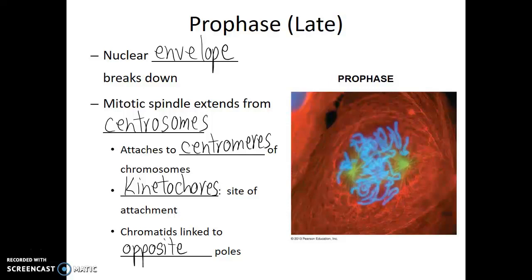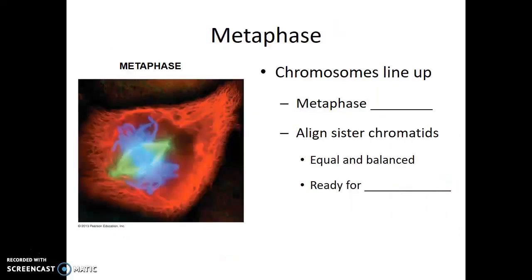Once all the chromosomes have been attached to microtubules, the microtubules will end up organizing and pulling all those chromosomes to the middle of the cell. This step is known as metaphase. There's a line down the middle of the cell where these chromosomes are lining up, and that is known as the metaphase plate. During metaphase, all the sister chromatids line up along this metaphase plate. All the chromosomes are present, and the sister chromatids are equal and balanced, ready for segregation.